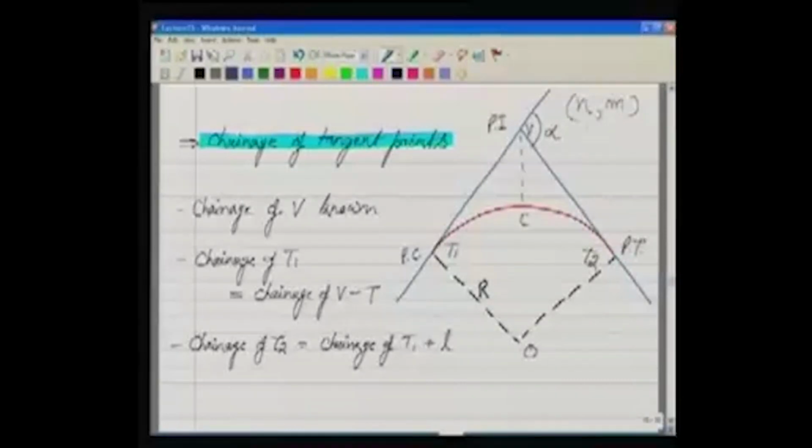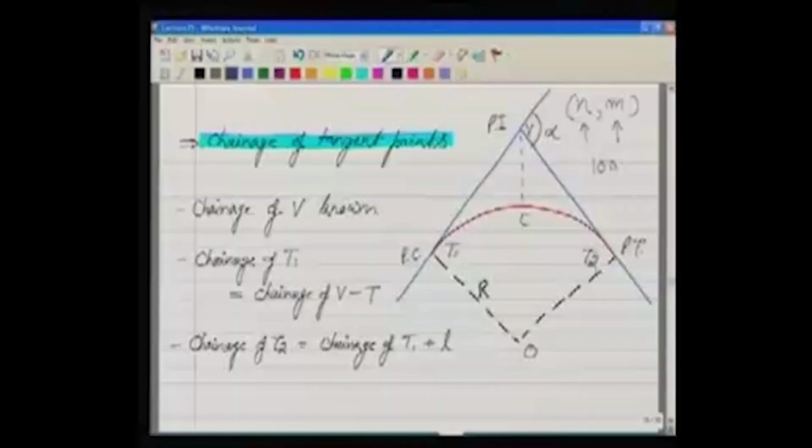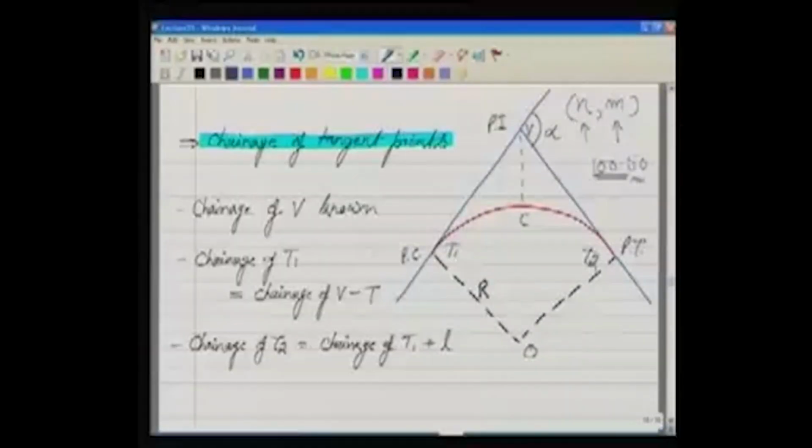What is the meaning of this? There are n number of full tapes or chain lengths and m number of chain links. We can write this distance instead of n m also as 100.50 meter. No problem, and this is also chainage. Chainage means the distance along the chain or the length. Well, the chainage of V is known. Now, how it is known, we'll see in a moment.